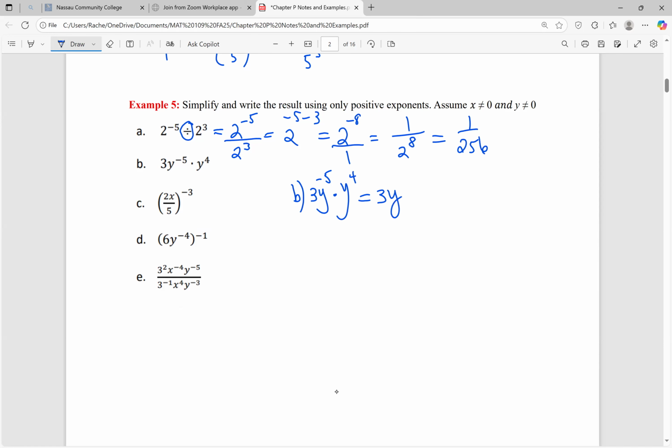So we keep the base. And remember, when we multiply expressions that have like bases, we add the powers. So that's going to be 3y to the negative 5 plus 4. So that's going to be equal to 3 times y to the negative 1.